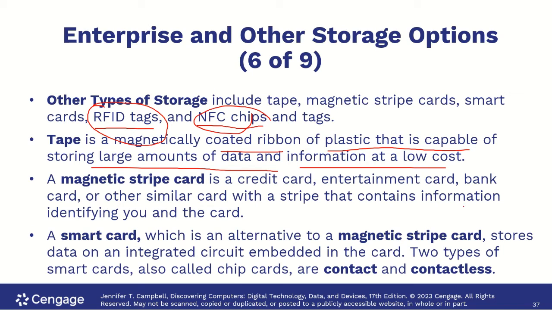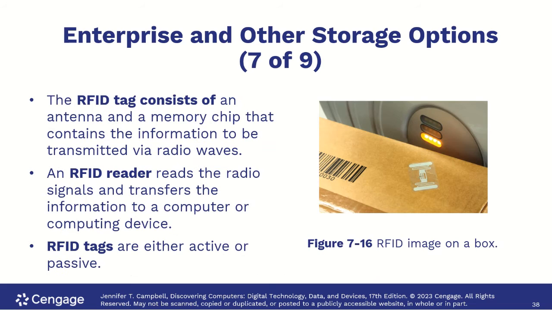A smart card, an alternative to the magnetic stripe card, comes in contact and contactless forms, and both of them are examples of smart cards. An RFID tag consists of an antenna and a memory chip that contains the information to be transmitted via radio waves. An RFID reader reads the radio signal and transfers the information to the computer or computing devices. The RFID tags are either active or passive.